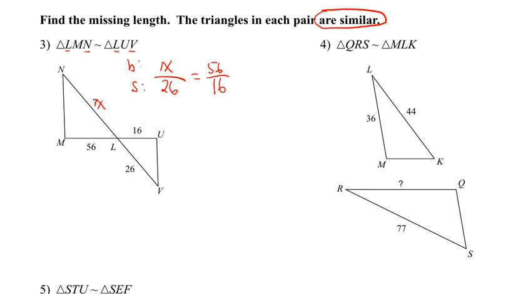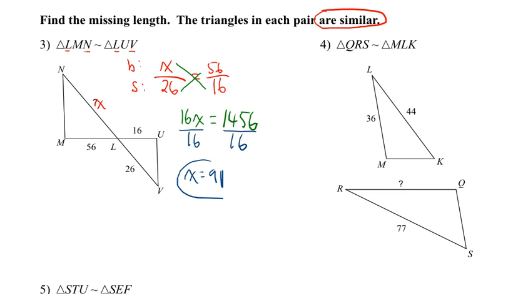Now I'm going to cross multiply. X times 16, I'm going to call that 16x. I'm going to put in equals 26 times 56. 26 times 56 is 1,456. I'm going to divide both sides by 16. And the answer is 91. So all you have to type in is 91.